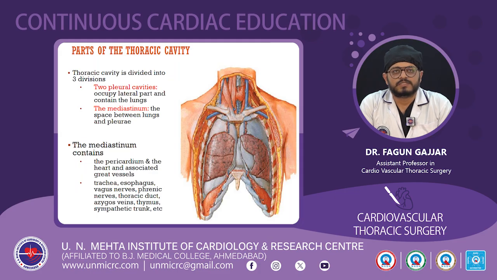The thoracic cavity is divided into 3 divisions, 2 pleural cavities and the mediastinum. The 2 pleural cavities occupy the lateral part and contain the lung, and the mediastinum is the space between the lungs and the pleura. The mediastinum contains the pericardium and the heart and associated great vessels, while the trachea, esophagus, vagus nerve, phrenic nerve, thoracic duct, azygous vein, thymus and sympathetic trunk also lie in the mediastinum.